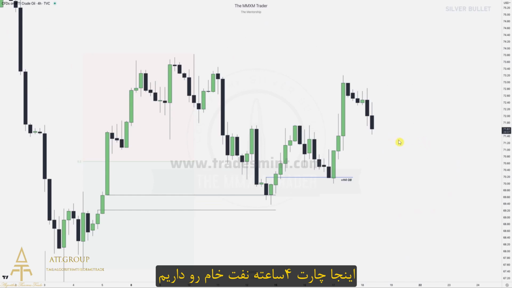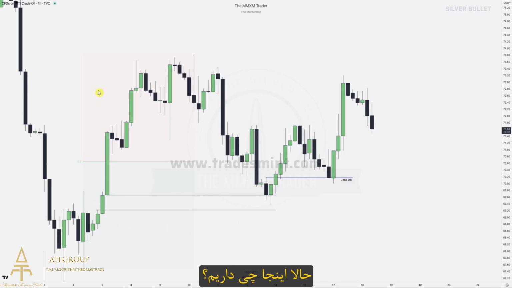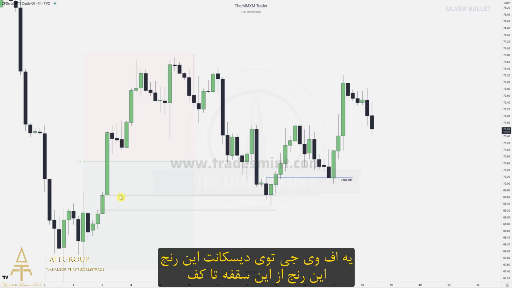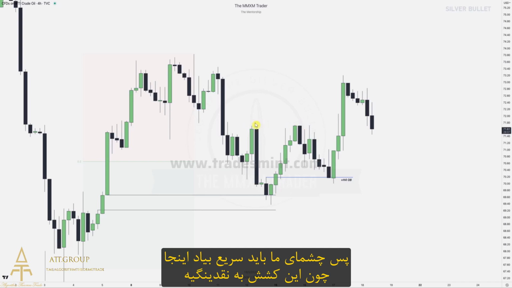Right, so we've got a crude oil 4-hour chart, and we're going to be looking in anticipation of an intermediate term low forming in this market maker buy model, right? So what do we have over here? We've got a key level, right? A fair value gap in discount from this range high to this range low. We see we are respecting it and continuing up, leaving behind low resistance liquidity, right? So our eye should immediately go here for the draw on liquidity.